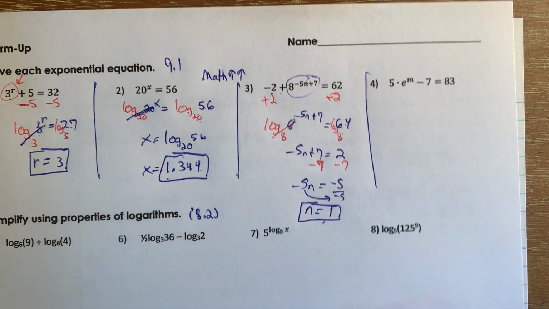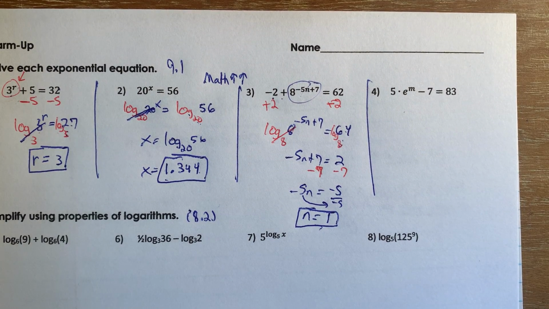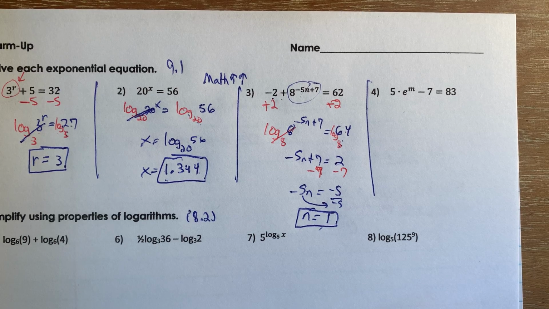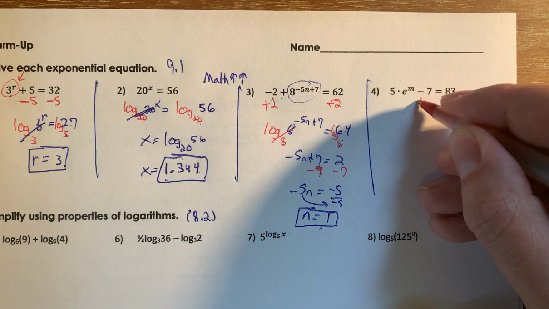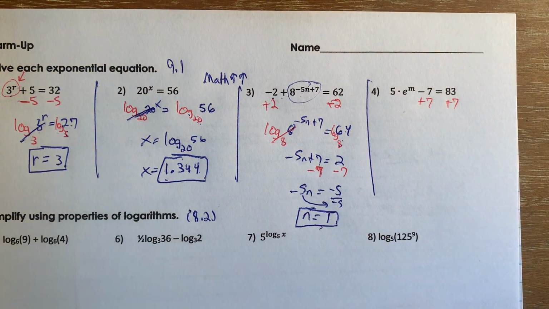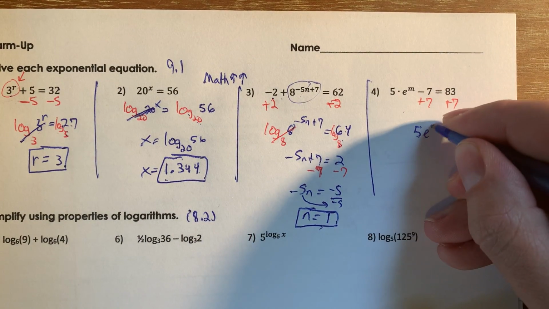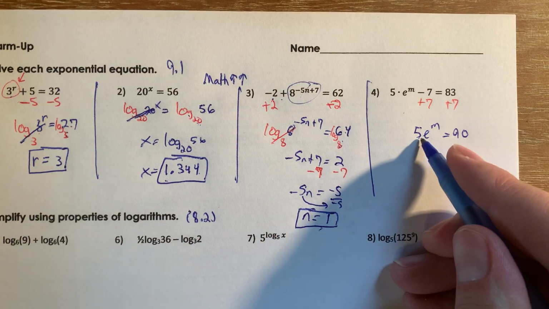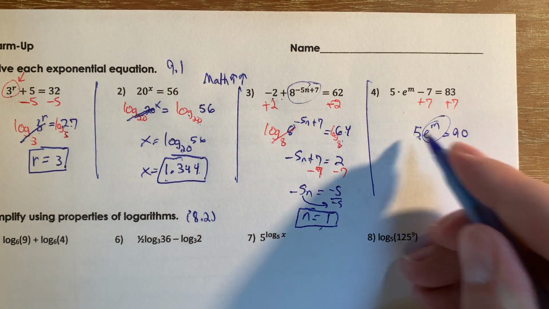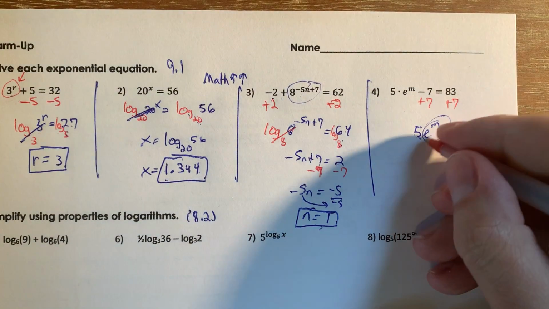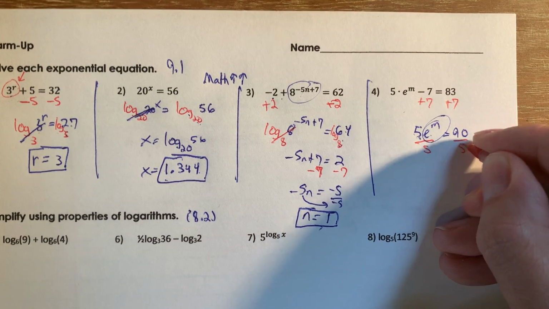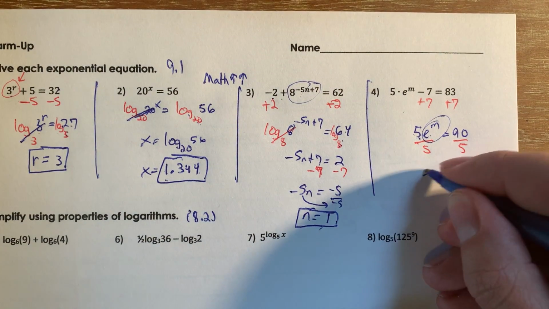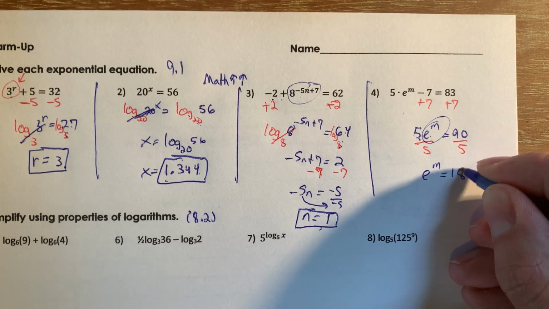Lastly, instead of leaving this one as a decimal, let's leave it as a simplified expression, which is how we usually want to do it in math. Go ahead and solve this, leaving it as a simplified expression. So we want to add 7. So 5e to the m equals 90. Divide by 5 to get the exponential by itself. That exponential is getting multiplied by 5. So divide by 5. 90 divided by 5 is 18.